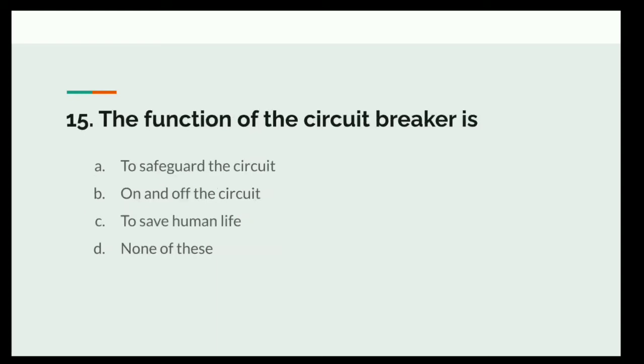The function of a circuit breaker is A. To safeguard the circuit, B. To switch the circuit on or off, C. To save human life, D. None of these. And the correct answer is to safeguard the circuit.